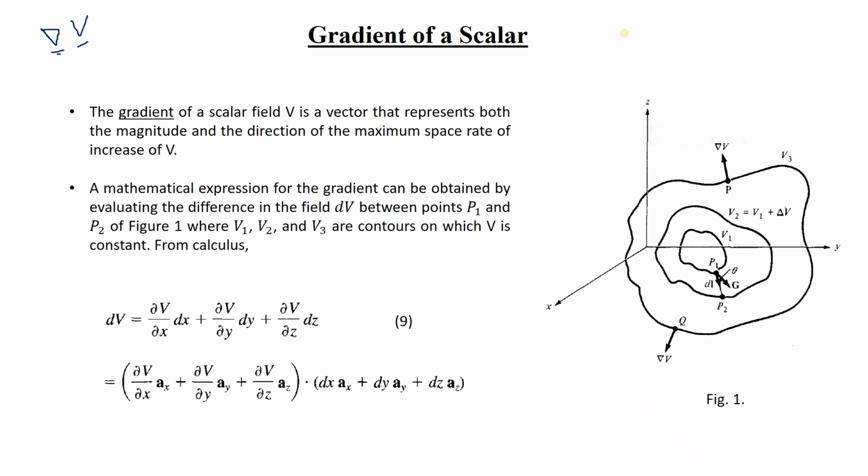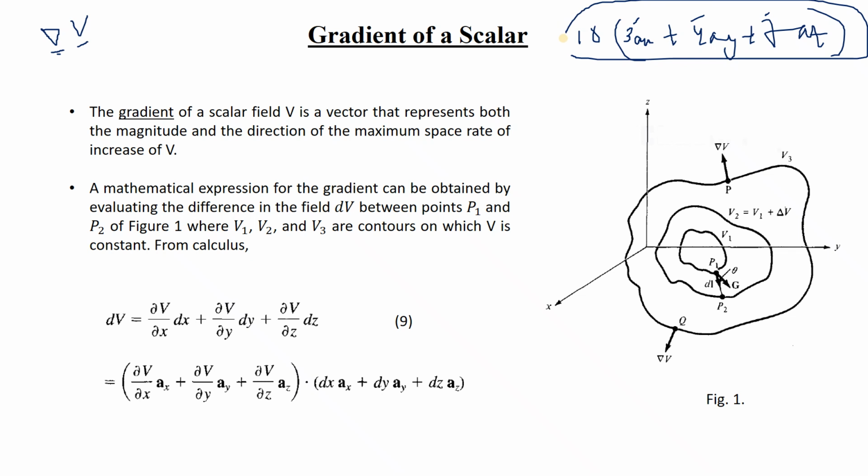That means you are multiplying by some constant. Suppose you have a vector like 3 unit vector x plus 4 unit vector y plus 7 unit vector z, and you are multiplying 10 with it. This will become 30, 40, 70, very similar to that. So the nature of this vector will not change, it will remain a vector. That is why the gradient of a scalar gives you a vector.